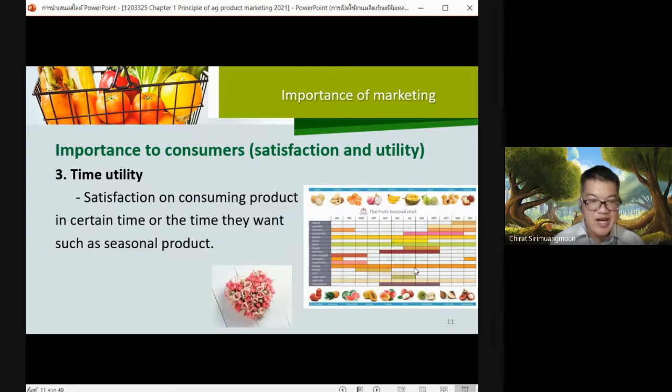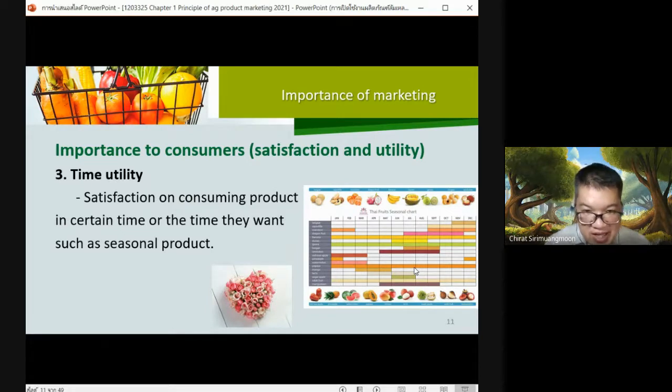Then how about the time? Time utility, we're thinking about the specific time for the product. Because agricultural product is not like other finished products that are already produced. Agricultural products have very specific times for producing and harvesting.